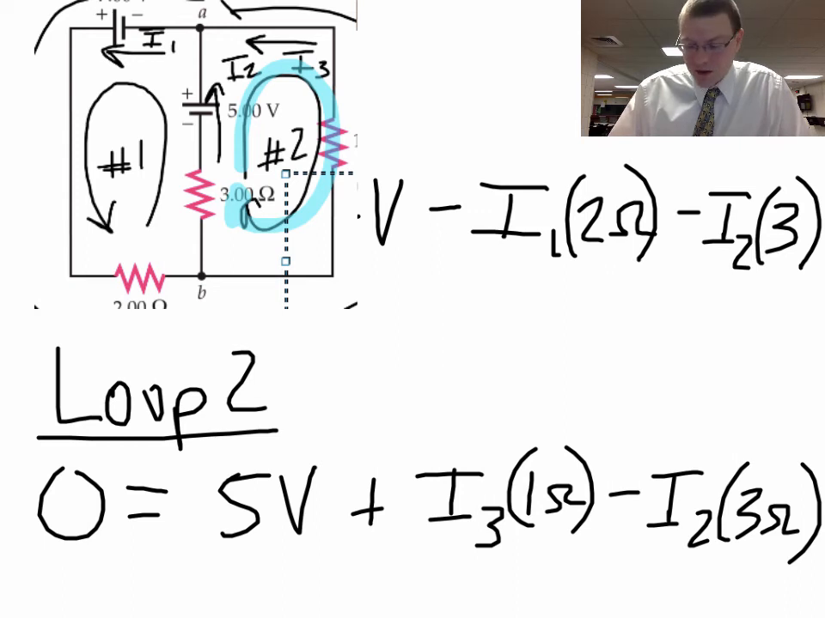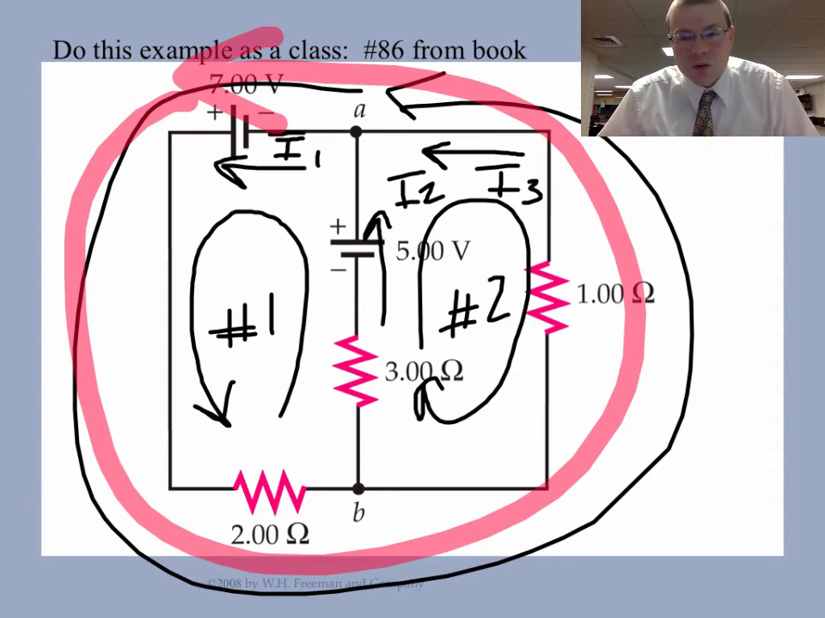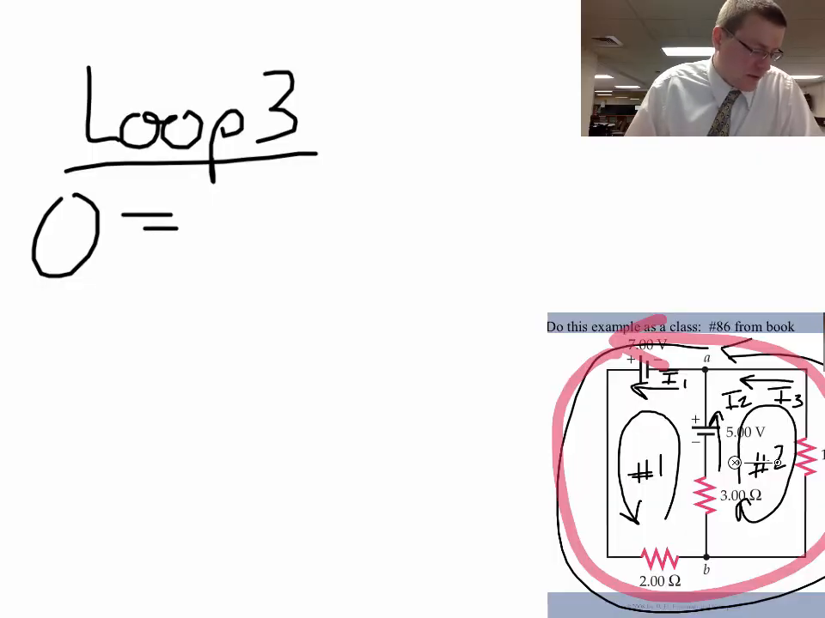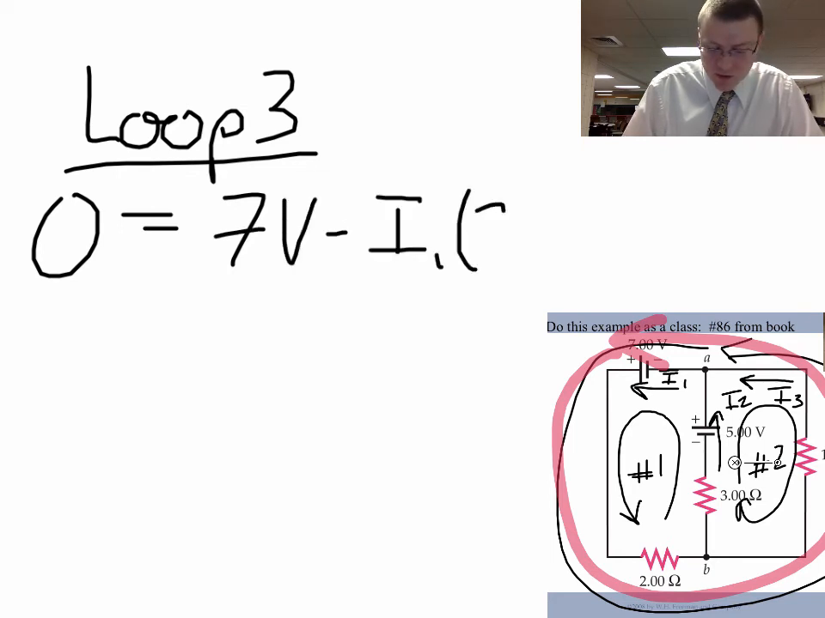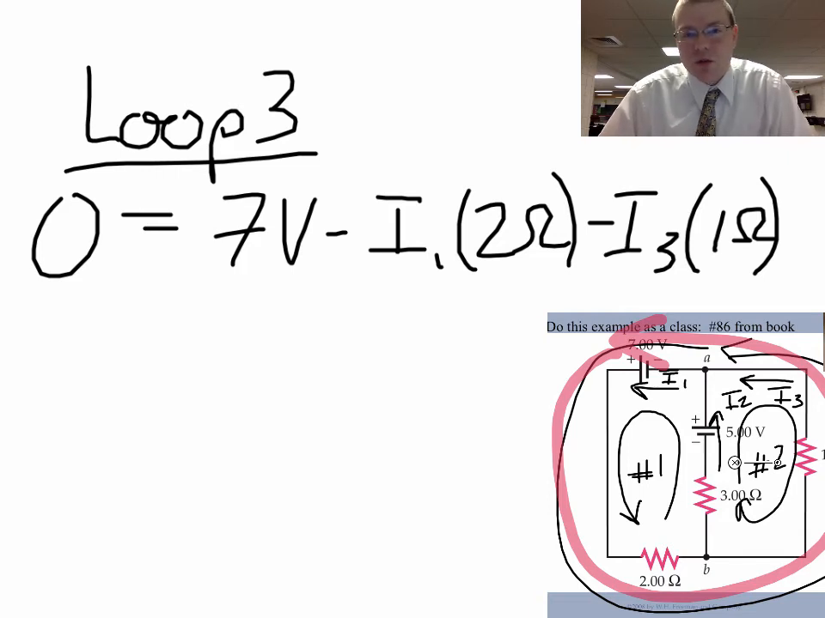So let's go and make a loop rule for loop 3, which is going to go around this outside. I'm going to go through a 7-volt battery, the 2 ohm resistor, and the 1 ohm resistor. And it looks like I'm going in the direction of all the currents I picked. Voltages have to add up to 0. And loop 3 is going to be my 7 volts from the battery, minus I1 times 2 ohms, minus I3 times 1 ohm. So again, I wrote a third loop equation. I have a voltage from the battery, but I have I1 and I3.